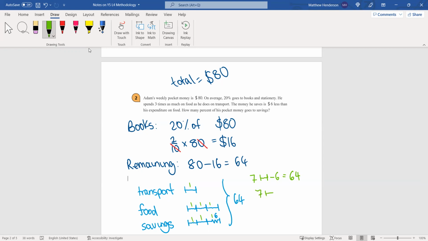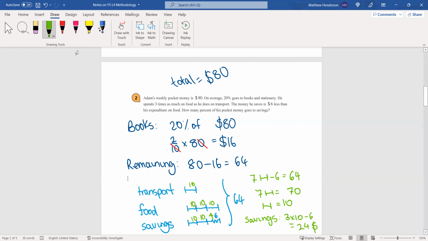Therefore, 7 line segments must be equal to 70 by rearranging, and 1 line segment, which represents 1 part, or in other words, the money he spends on transport, must be equal to $10. So that tells us that we've got $10 spent on transport, 30 spent on food, and 3 lots of 10 minus 6, which gives us an extra 4 on savings. So savings is going to be equal to 3 times 10 minus 6, which is $24.